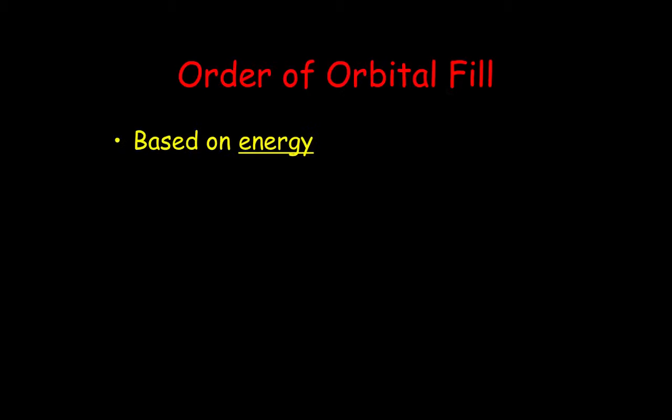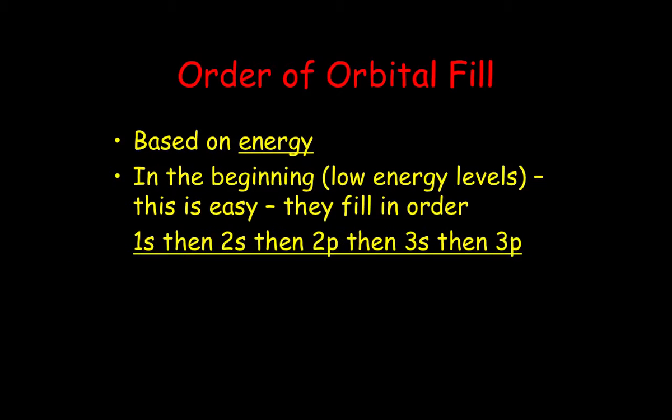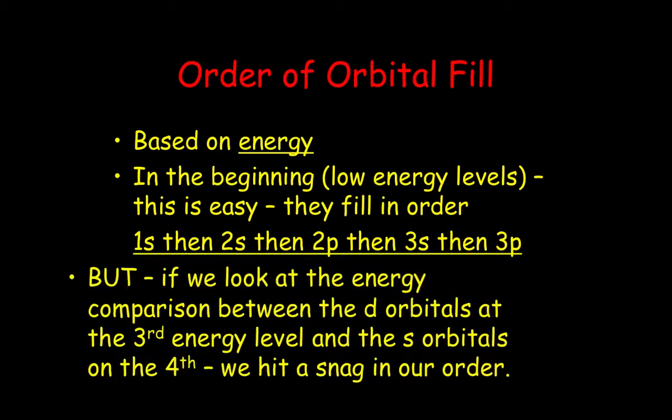So, how we fill electron configuration orbitals is based on energy. In the beginning, the low energy levels, this makes it easy because they actually fill in order based on the way we've talked about it. So we first fill up the 1s with 2 electrons, and then we move out to the second energy level, to the 2s orbital. When that is full with 2, we then move to 2p and put in 6, and then 3s with 2 more, and then 3p. So that's pretty easy. The challenge becomes after that.